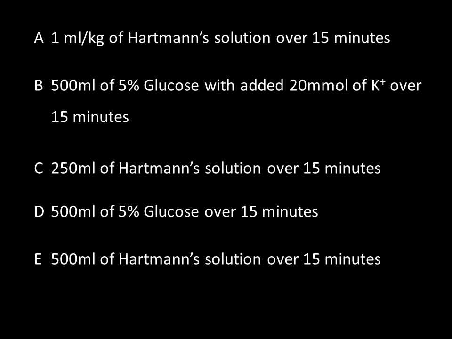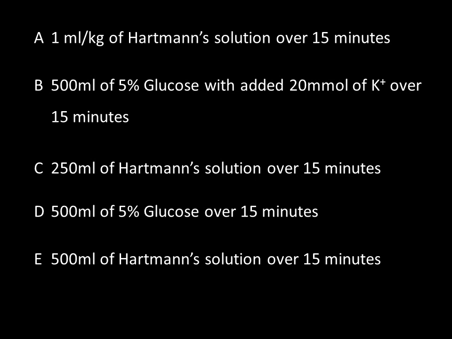So A, 1 mil per kilogram of Hartmann's. That would only be about 70 to 80 mils of Hartmann's solution. No. B, 500 mils of 5% glucose. No. There's no sodium in answer B. C, 250 mils of Hartmann's solution over 15 minutes. Well, that's not correct because, as I said, the fluid bolus is 500 mils.